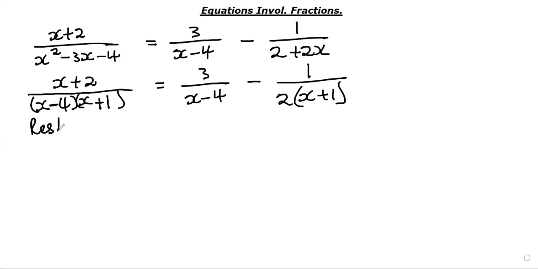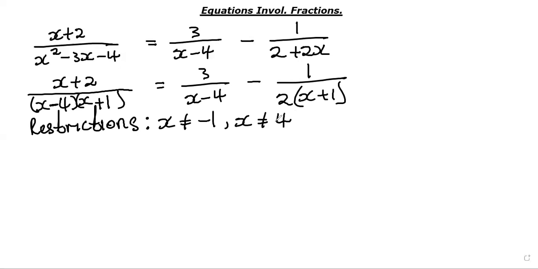So what are your restrictions in this case? Well, here you can see that x cannot be equal to -1, and also x cannot be equal to 4. Those are the values of x that will make the denominator 0, and the whole thing becomes undefined as a result. Fine.